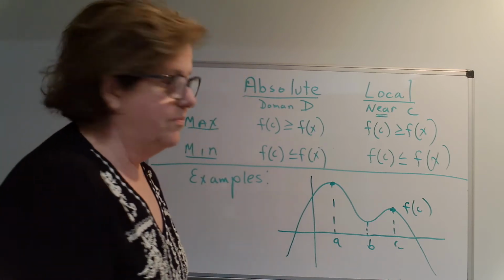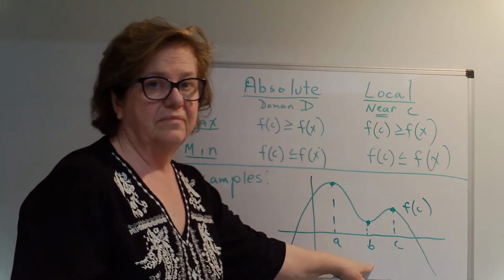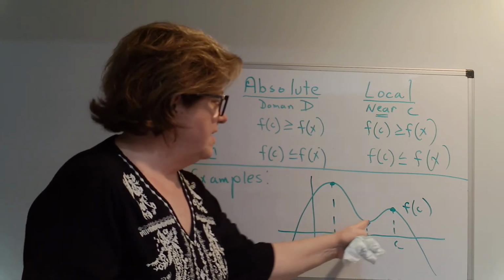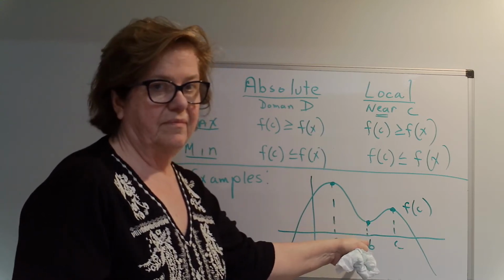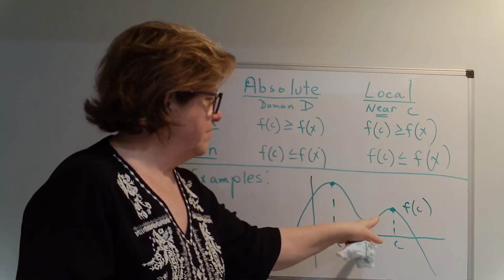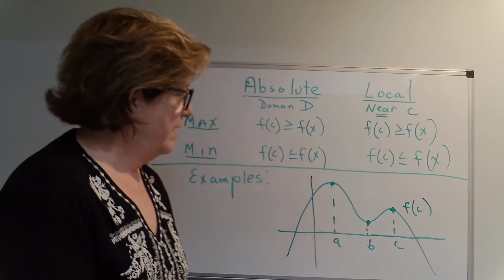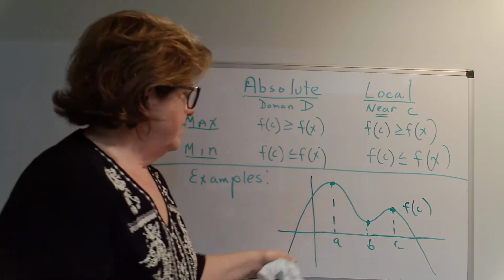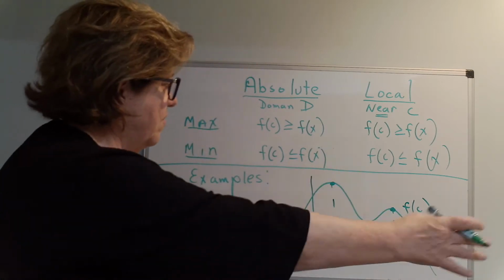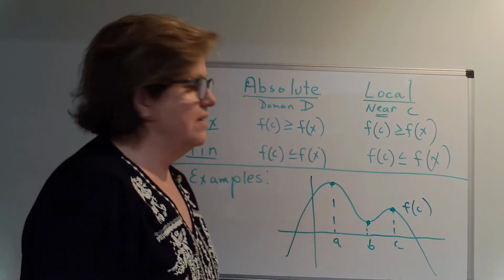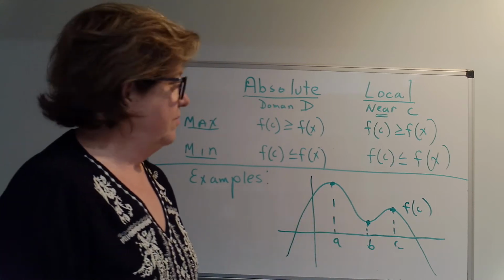Let's go ahead and identify a minimum. F at b is a local minimum, because f at b is going to be less than any f of x for x near b. Okay? Notice that this function, if we're looking at the whole domain, if d is all real numbers, then this function doesn't have an absolute minimum. It has a local minimum, but no absolute minimum.